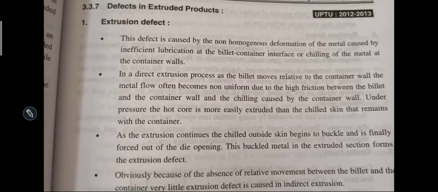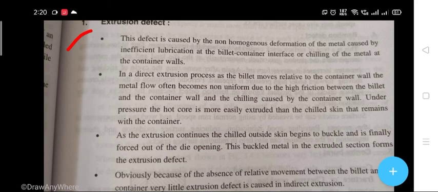Extrusion defect. Defects in extruded parts. This defect is caused by the non-homogeneous deformation of the metal caused by insufficient lubrication at the billet container interface or chilling of the metal at the container walls.